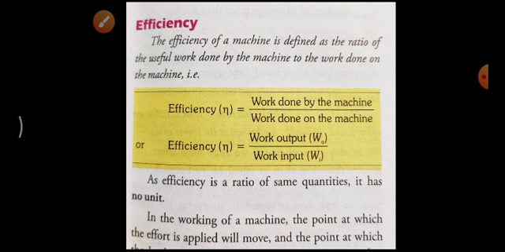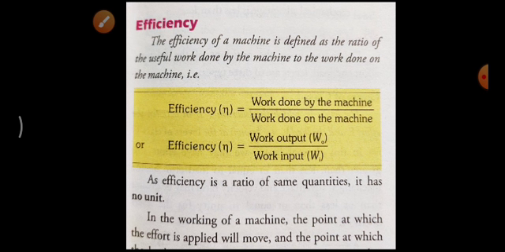Then what does the efficiency of a machine mean? The efficiency of a machine is defined as the ratio of the useful work done by the machine to the work done on the machine. See, efficiency, that symbol is called eta. Yes, it looks like n, but it is not n. Eta, efficiency eta, is equal to work done by the machine divided by work done on the machine.